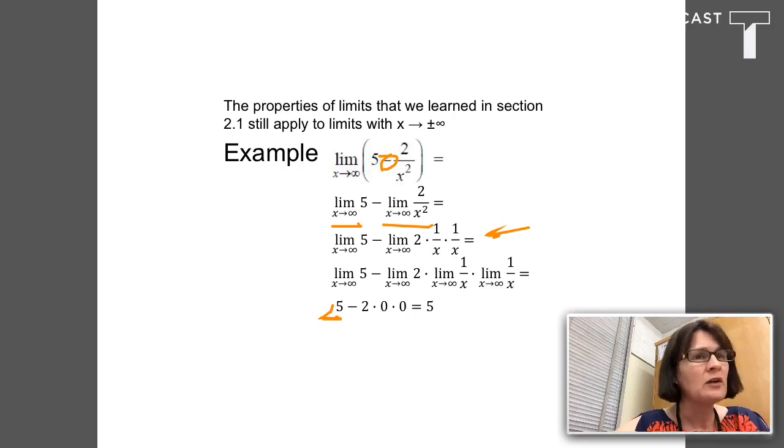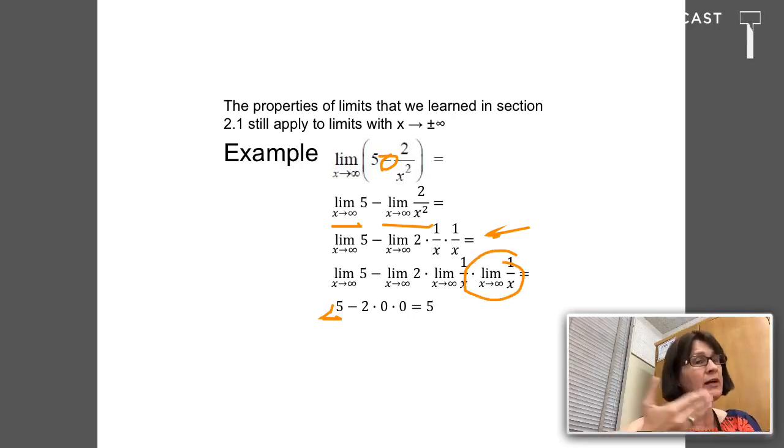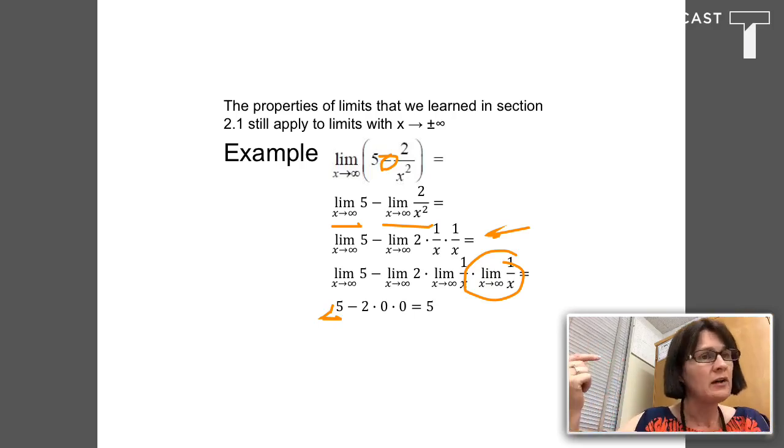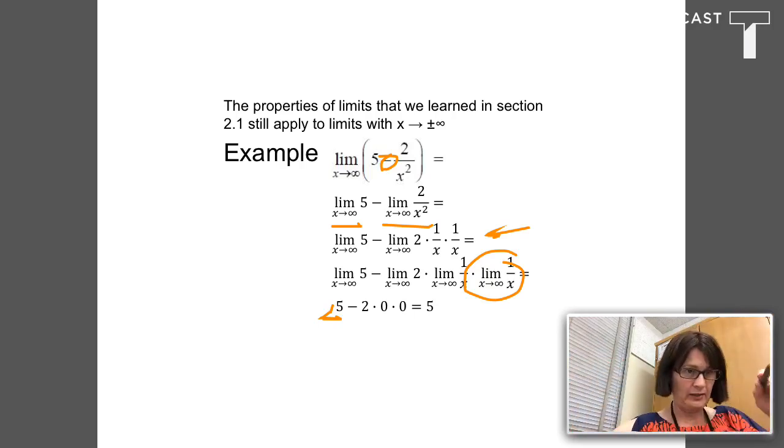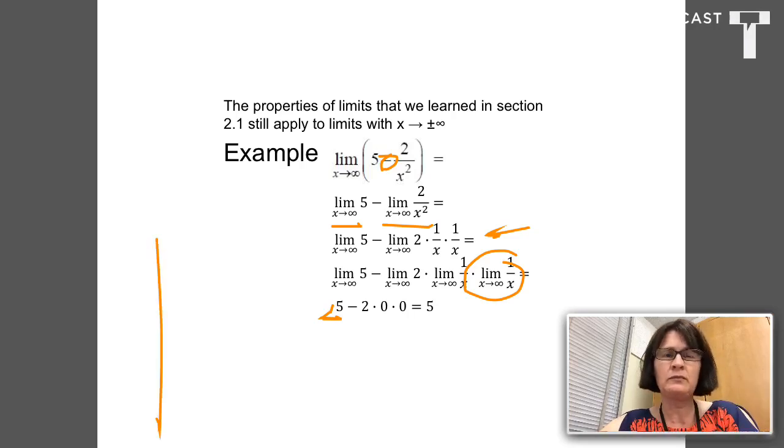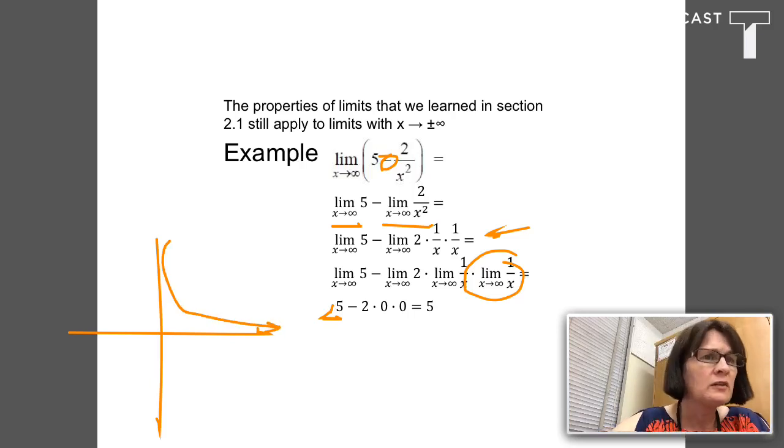Well, the good news is we know the limit as x approaches infinity of 1 over x. We talked about it in the very first slide of the last video. Here's y equals 1 over x. As x approaches infinity, y gets closer and closer to 0. So this limit is 0. So I can rewrite this now. The limit as x approaches infinity of 5 minus 2 over x squared is 5 minus 2 times 0, or just 5.